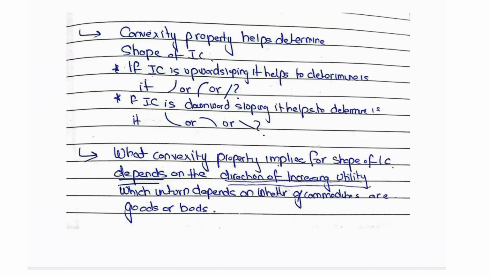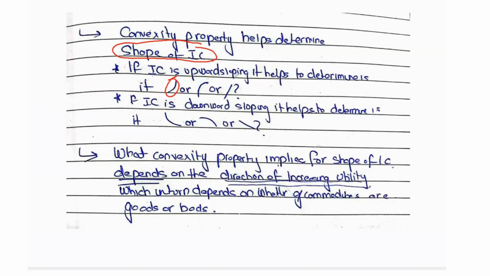Now let's see what the convexity property helps determine. Convexity helps us determine the shape of our IC. What do we mean by that? We already talked about this when looking at what monotonicity implies: depending upon whether the commodities are goods or bads, we can determine whether the IC would be upward sloping or downward sloping. Once we've determined that, convexity will help us determine the shape. We know it's upward sloping, but do we draw it upward sloping like this, or like this, or like this?